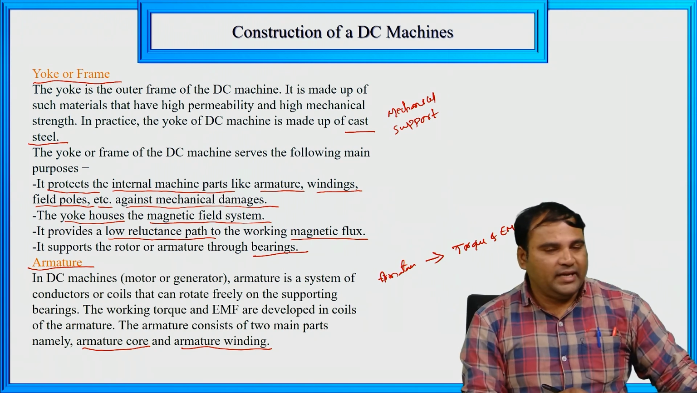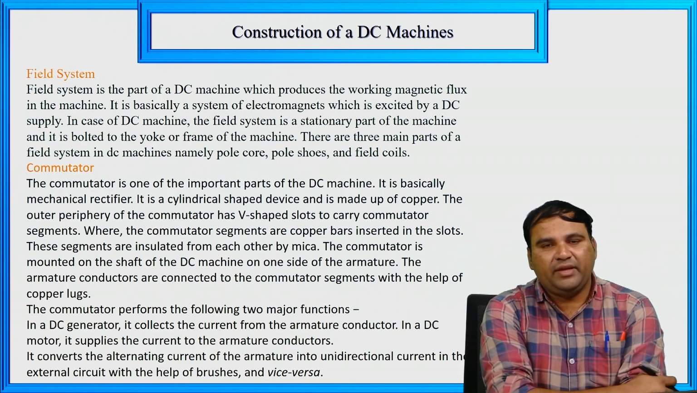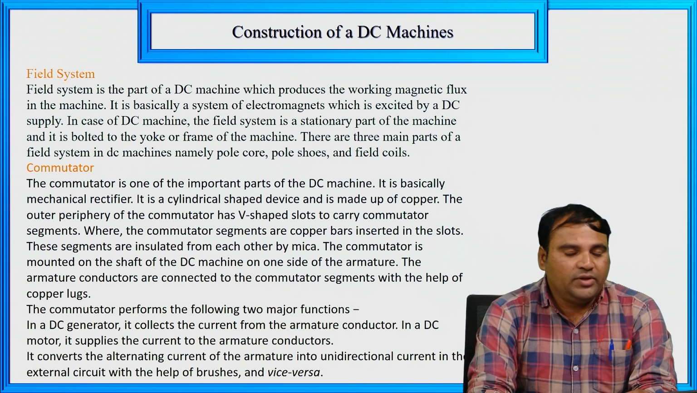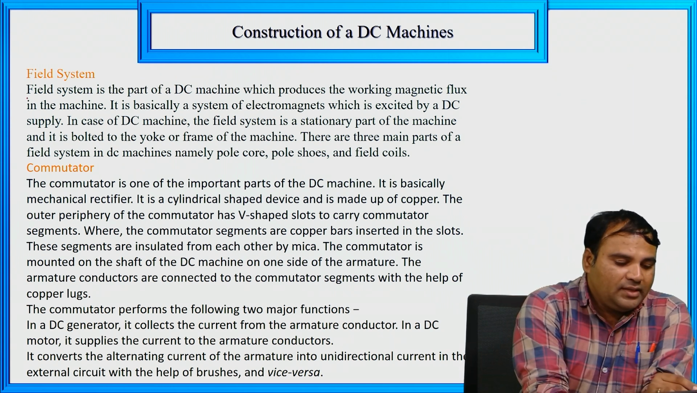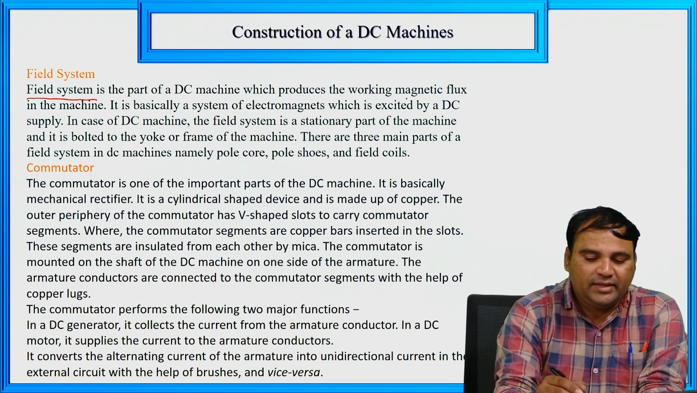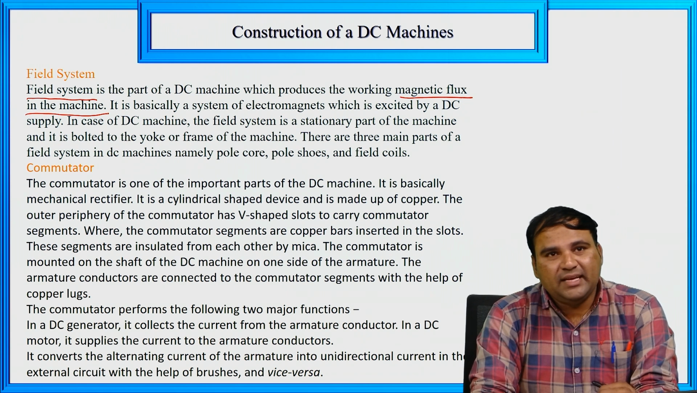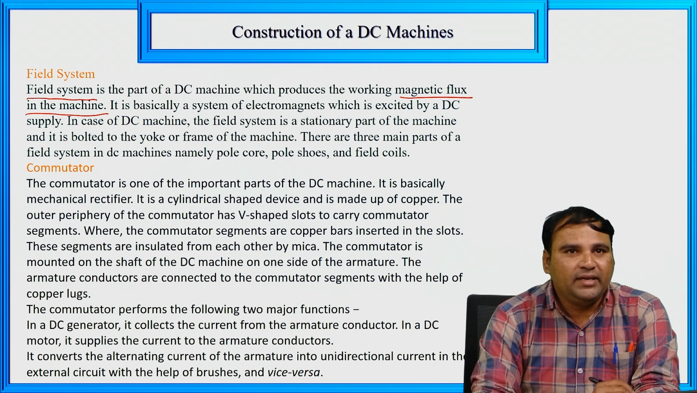Here is the second part of the DC machine, the field system. We have the field winding, series field winding or shunt field winding. The field system is the part of a DC machine which produces the working magnetic flux in the DC machine. It is basically a system of electromagnets which is excited by a DC supply.